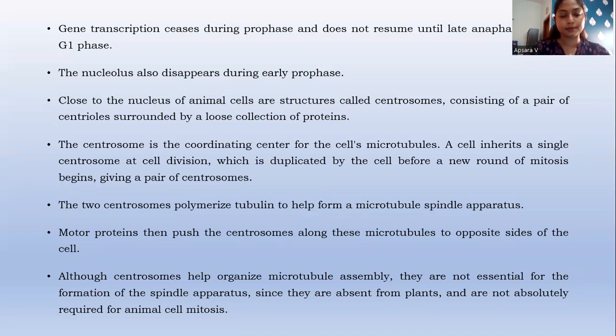The two centrosomes polymerize tubulin to help form a microtubule spindle apparatus. Motor proteins then push the centrosomes along these microtubules to opposite sides of the cell. Although centrosomes help organize microtubule assembly, they are not essential for the formation of the spindle apparatus since they are absent from plants and are not absolutely required for animal cell mitosis.